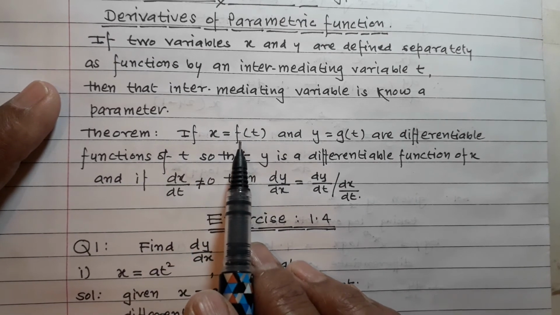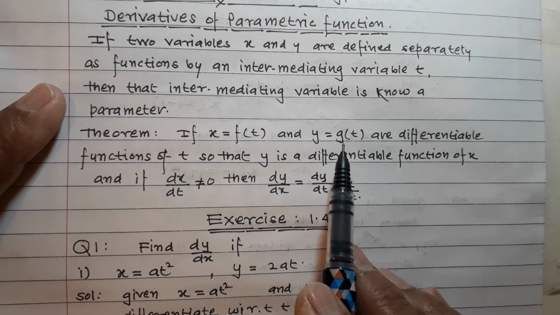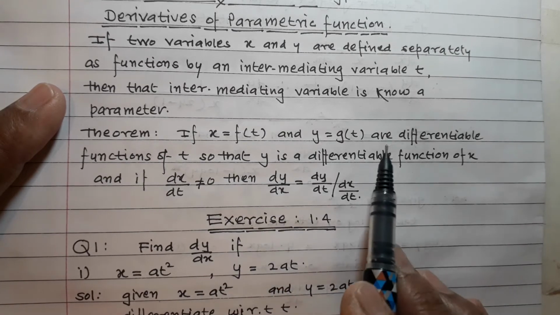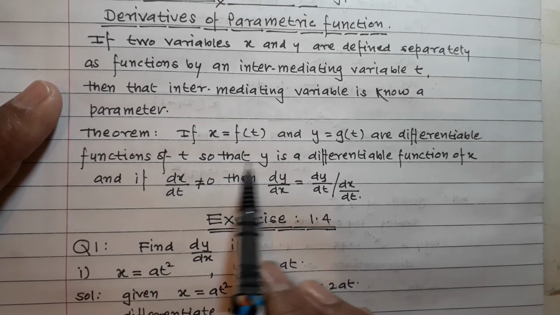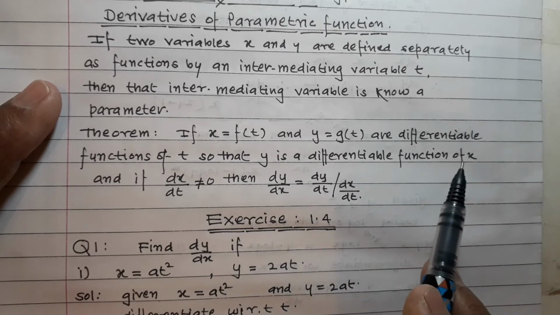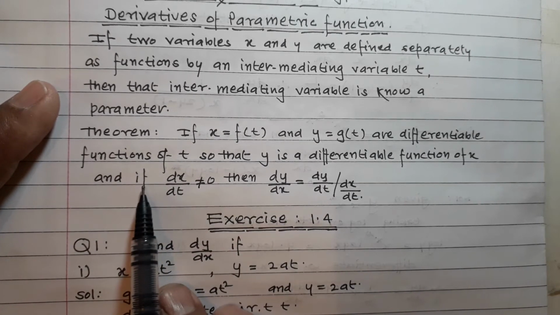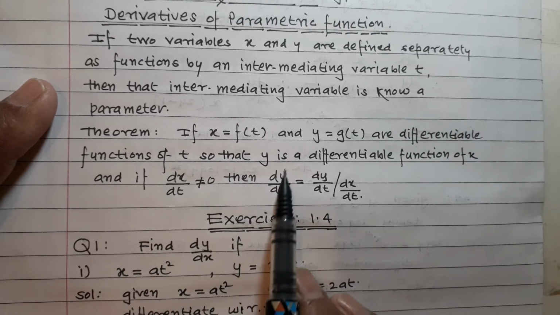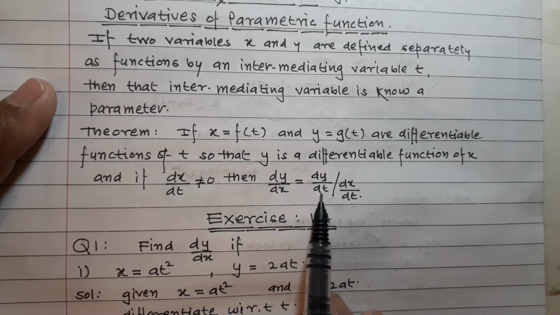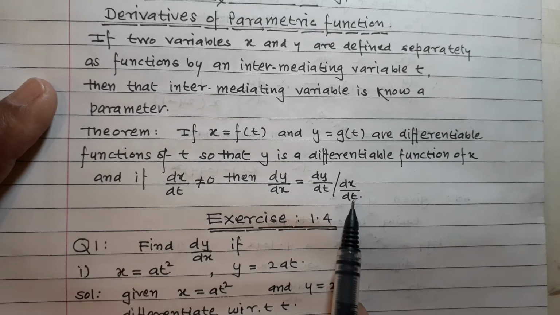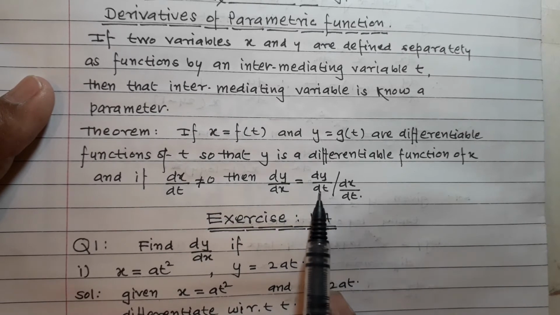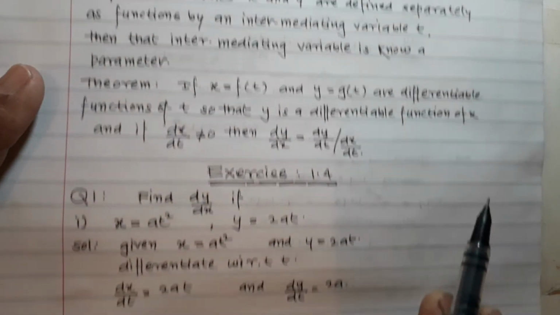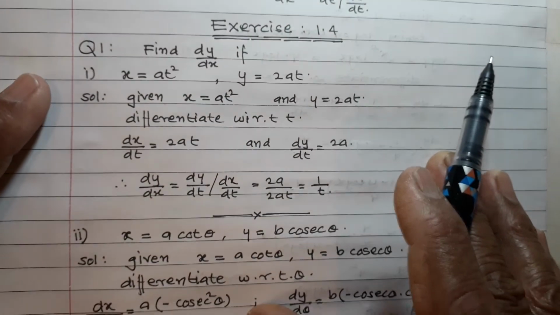Theorem: if x is equal to f(t) and y is equal to g(t), means both are functions of t, are differentiable functions of t, so that y is a differentiable function of x, and if dx/dt is not equal to 0, then dy/dx is equal to dy/dt upon dx/dt. Okay, so dt gets cancelled and we get dy/dx. Now try to understand some questions.